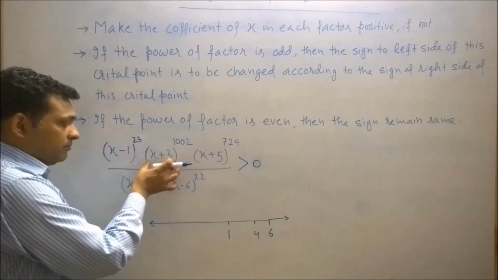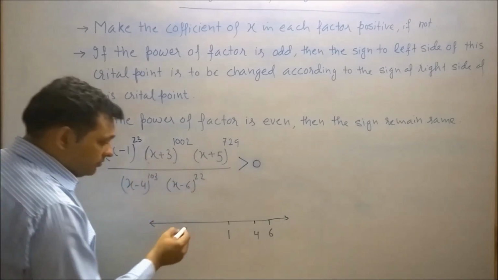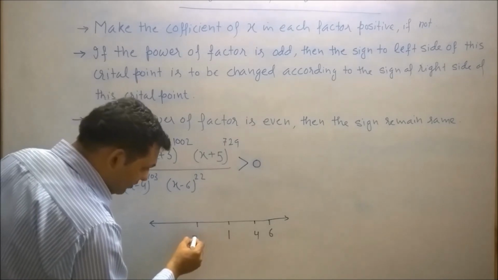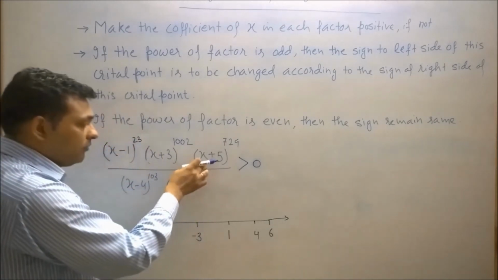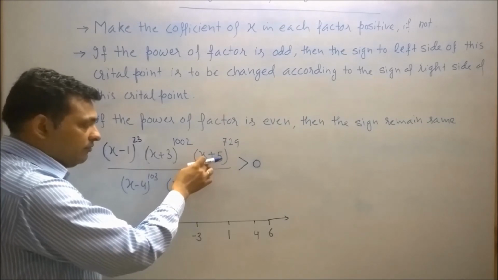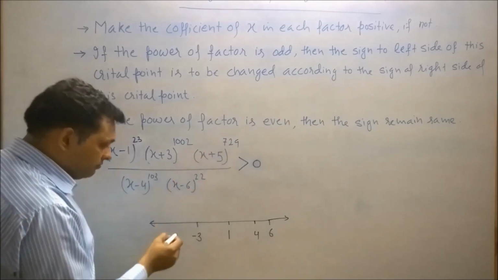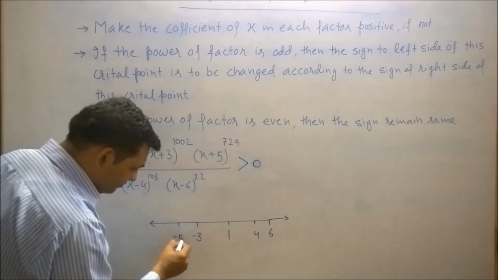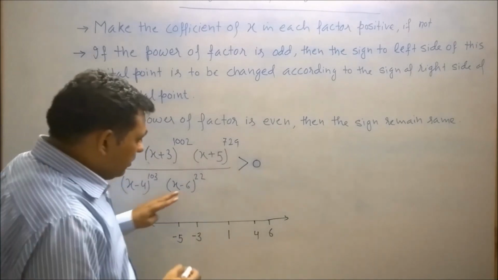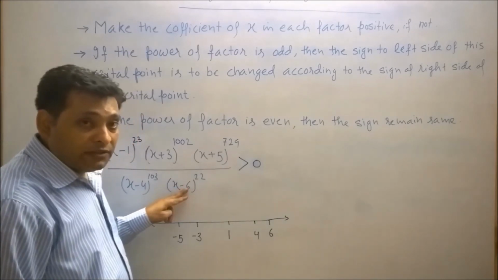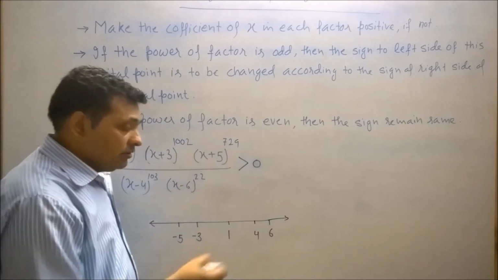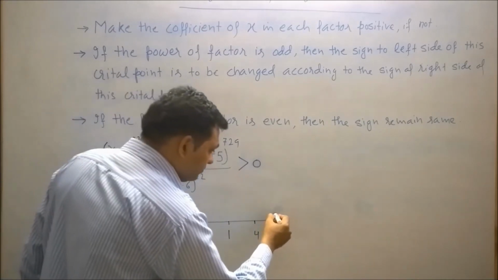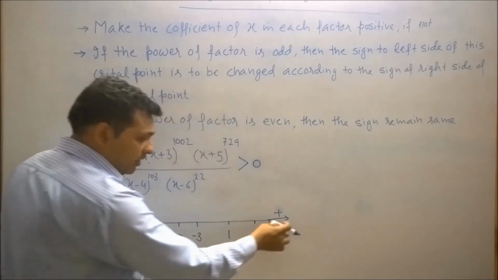Now x plus 3. The critical point is minus 3. Let's say this point is minus 3. Now take this factor, then we can say the critical point for this factor is minus 5. Let's say this is minus 5. Here the largest critical point is 6. We know that on the right side of the largest critical point the sign is always positive. So this point is positive.